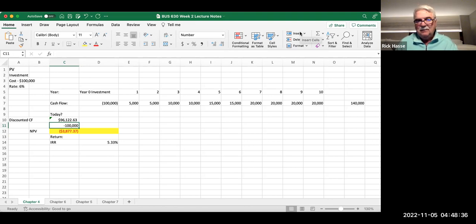And we confirm that by looking at the internal rate of return, which is 5.33%. So our return is less than the cost. This is a perfect example of time value of money, present value analysis.